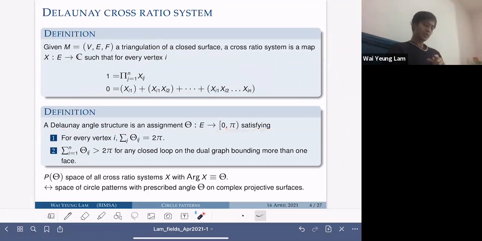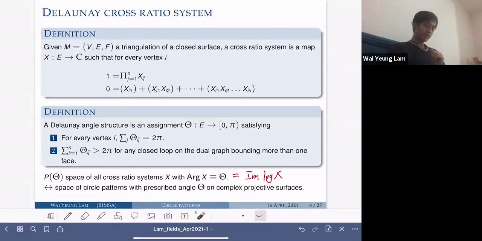It must satisfy that whenever you look at one vertex, the sum of all the angles around that vertex is equal to 2π. And if you take any closed loop on the dual graph bounding more than one vertex, then the summation of the angles should be larger than 2π. This condition is mysterious, but I'm pretty sure you have seen it in the last few days. Now we want to consider the space of all cross ratios satisfying these two equations, and also the argument of x is equal to theta. You can also write the argument as the imaginary part of the log of x.